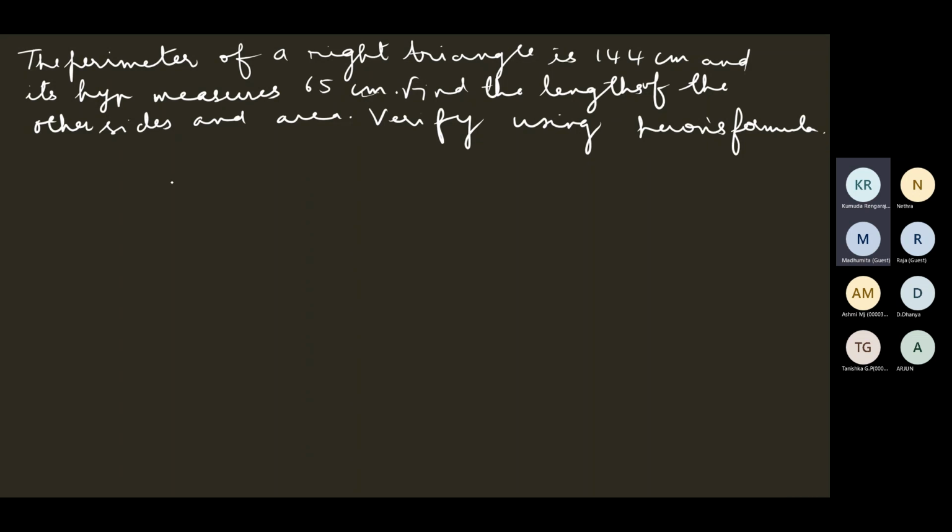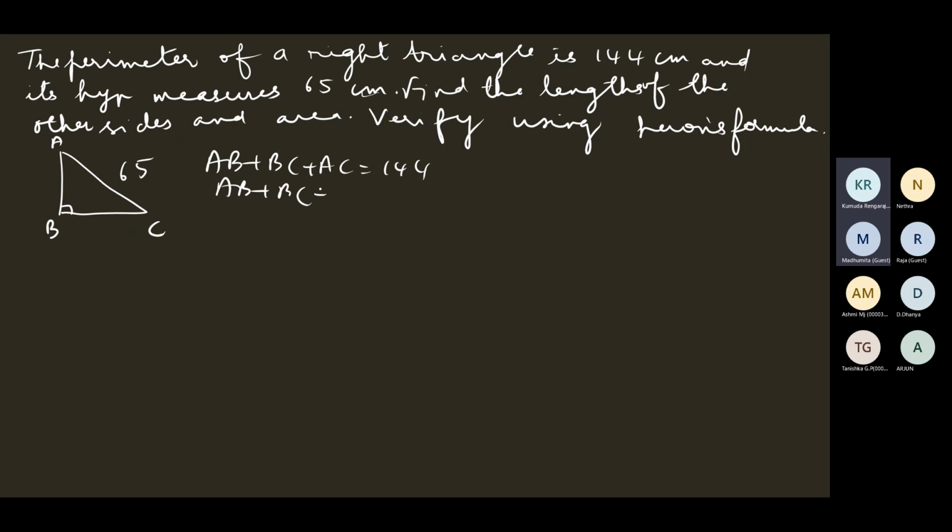So see here, the perimeter of a right triangle is 144 centimeters and its hypotenuse measures 65. So let's call it ABC. The hypotenuse AC is 65 centimeters. Now we know that AB plus BC plus AC is equal to 144. So AB plus BC plus 65 is equal to 144.